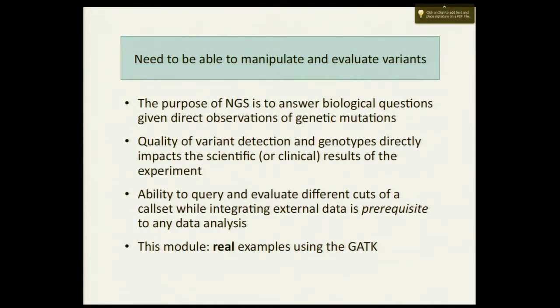To take a step back, we want to answer biological questions here. The whole point of doing the sequencing and calling was not just to get a set of SNPs. It was to answer some experiment that you've done. Maybe it's a case control study. Maybe you just want to characterize the distribution of a particular type of variant in a new species. You want to answer these questions given this observation of genetic data, and you want some sense of the quality of the data before you go off and make inferences. In order to do that, you need to be able to query and evaluate your call sets. There are many ways of doing this, but I'm going to show you some real recent examples of having done this in the GATK.